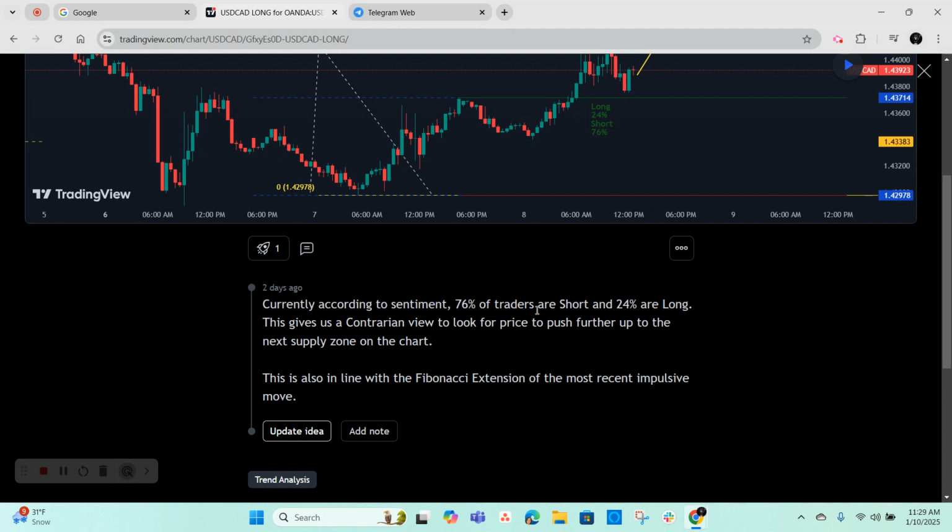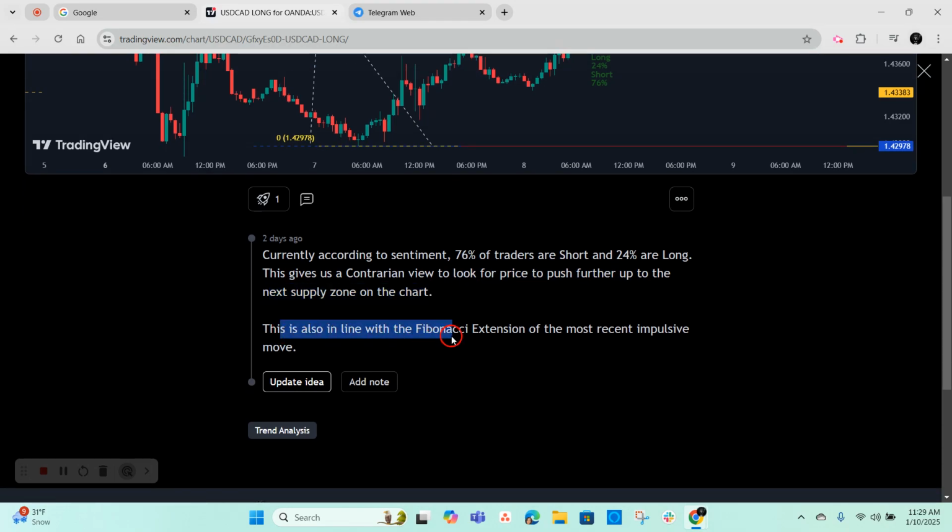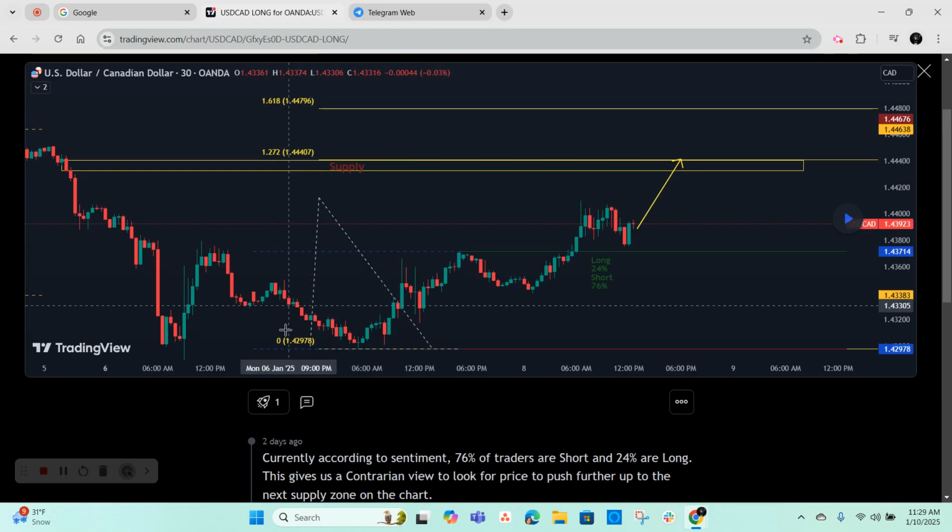All right, so you see this here. This gives us a contrarian view to look for price to push further up to the next supply zone on the chart. This is also in line with the Fibonacci extension of the most recent impulse move. So you see this is the extension point. I measured this, and this was the area. I wrote on here there's the supply.